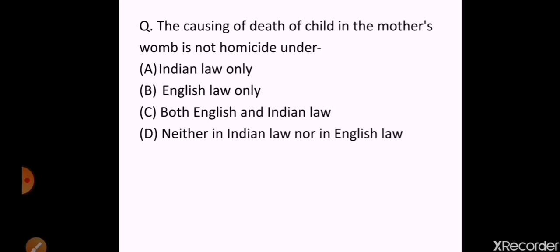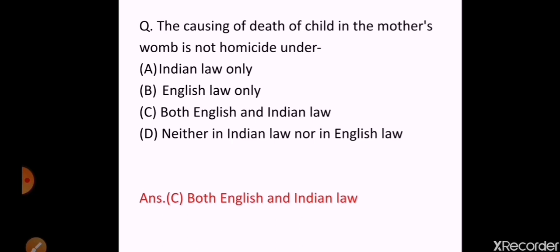The causing of death of a child in the mother's womb is not homicide under A. Indian law only, B. English law only, C. Both English and Indian law, D. Neither in Indian law nor in English law. So this is the question asked in the Haryana examination 2011, and the correct answer is option C, both English and Indian law.